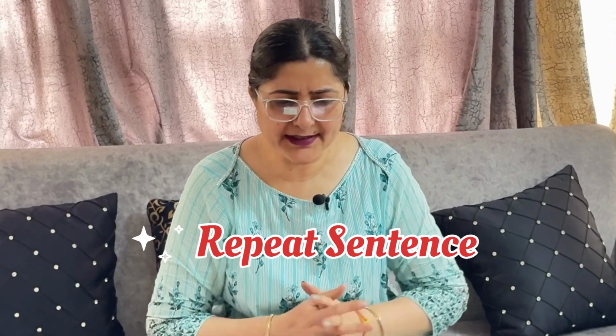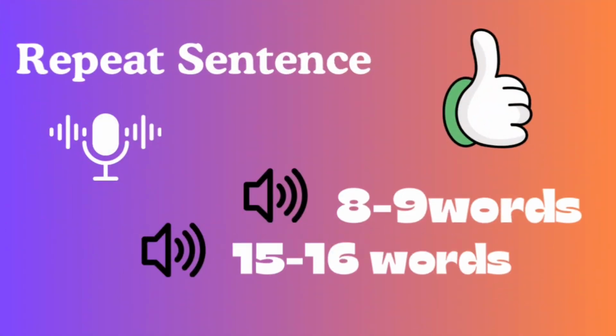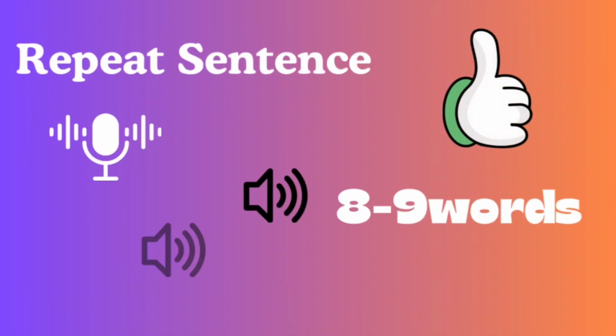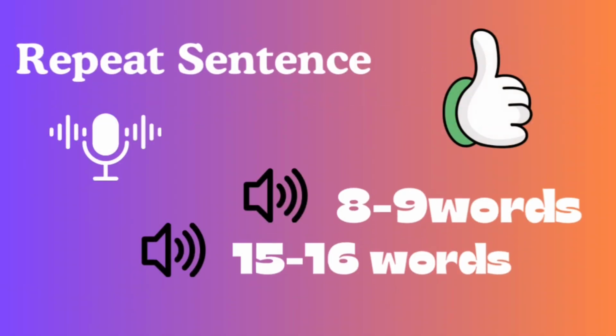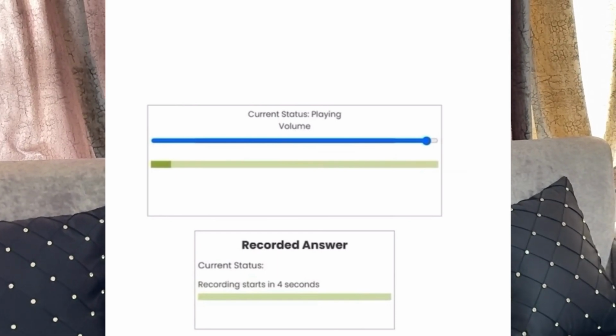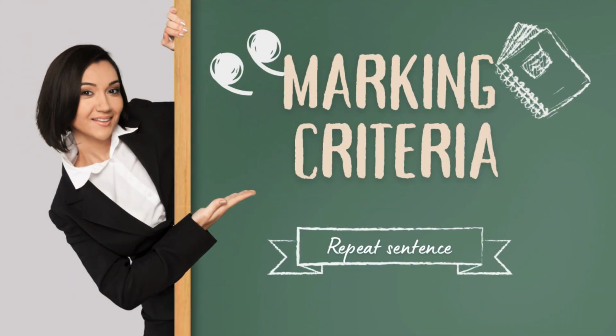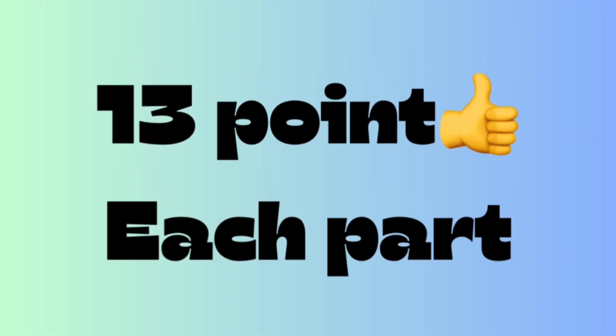So first of all, let's understand what the repeat sentence task is all about. You will hear a sentence in an audio clip. The sentences are usually 8 to 9 words or 15 to 16 words long. And once the audio stops, your voice will be recorded and you will need to repeat the sentence exactly as you heard it, right? Now the marking criteria for it, you must know how you are marked.